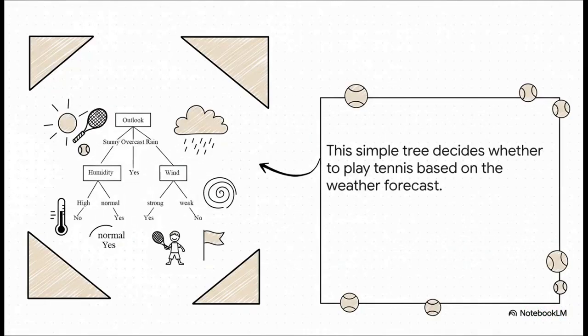Okay, so let's start with a classic example, just to see how this works. We want to decide if we should play tennis. So we start at the very top. First question, what's the outlook? If the answer is overcast, awesome. The decision is yes, we play. But if it's sunny, we have to move on to the next question. What's the humidity? And if it's rainy, we have to ask about the wind. See? Each answer just guides us down a different branch until we hit a final, simple decision.